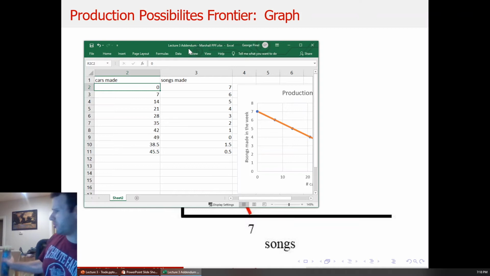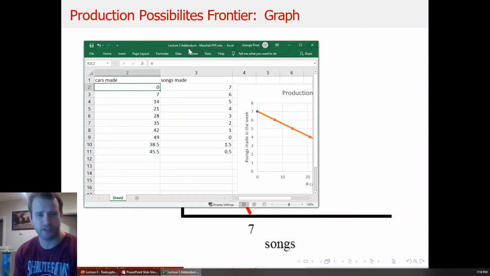Now, it's not necessarily the case that if Marshall makes 0 cars, he's going to make 7 songs. Technically speaking, Marshall could not show up to work and make 0 cars and 0 songs. That's a technically feasible output. It's something that Marshall can do. That's all I mean by feasible. Something that he can do.